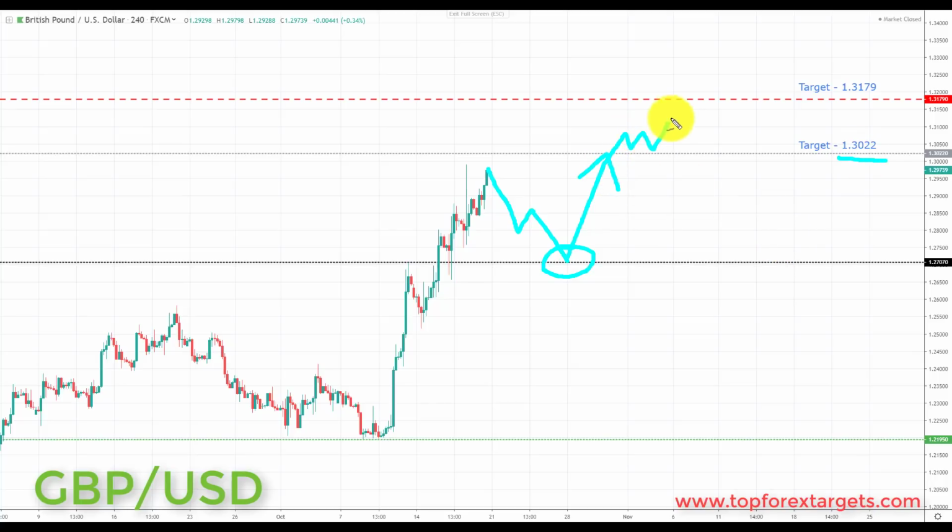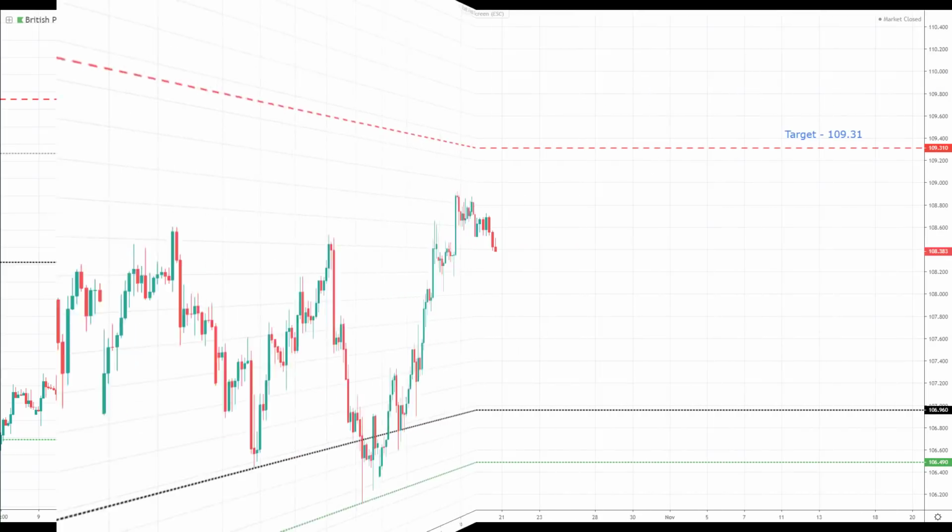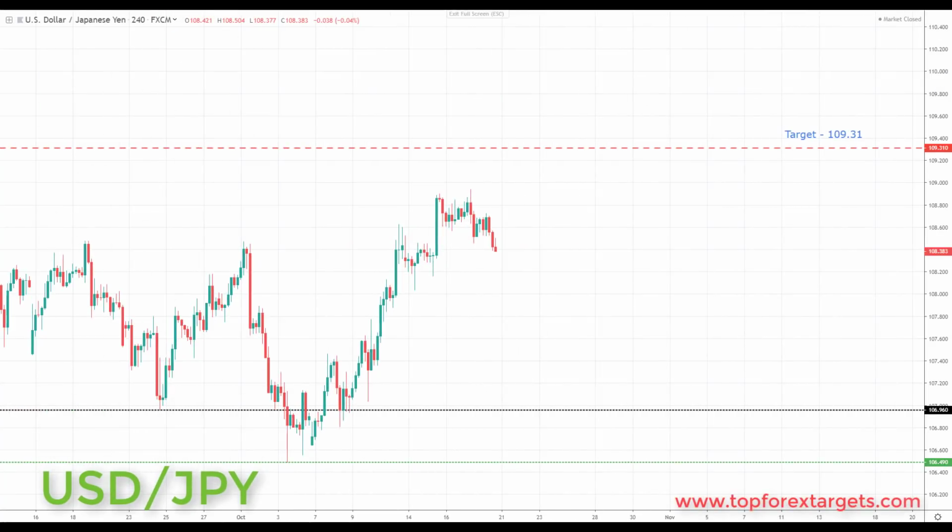And if we can get a breakthrough here, we're going to be looking up towards the next key of resistance to the upside, target 2, 1.3179. So the next market that we're going to look at is US dollar Japanese yen.